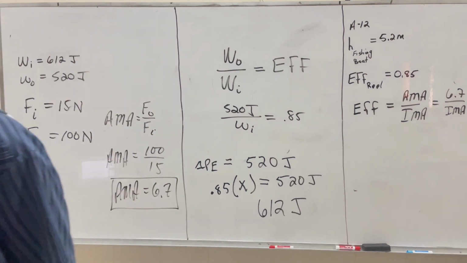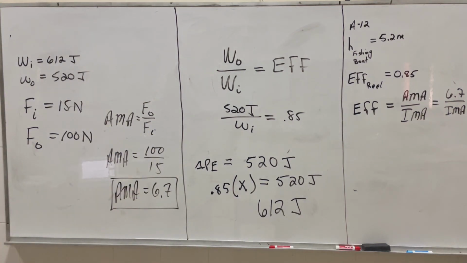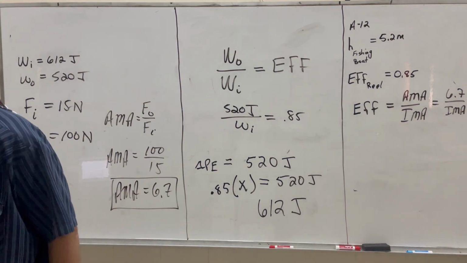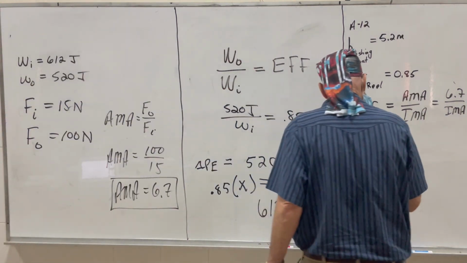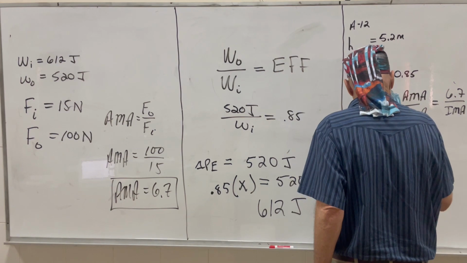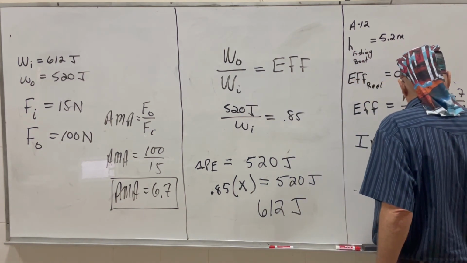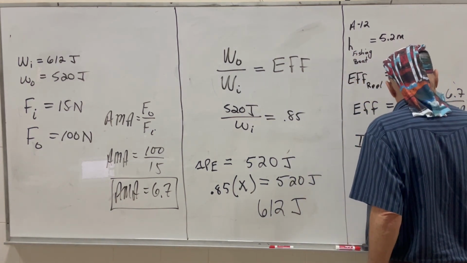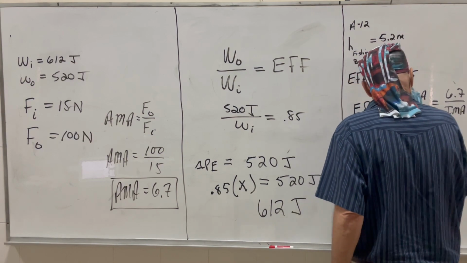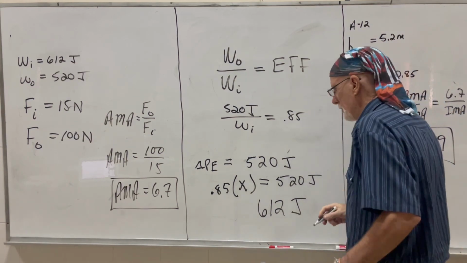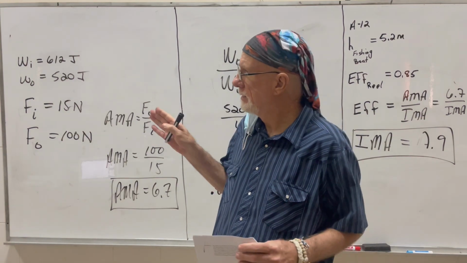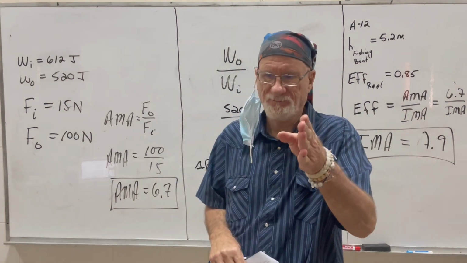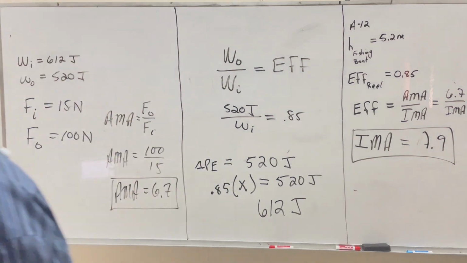So we have an answer here, and 7.9, is that okay? 7.9 is correct. So the IMA equals 7.9. Okay? Yes? Are we finished? Okay. 3 problems left. Excellent. Okay.